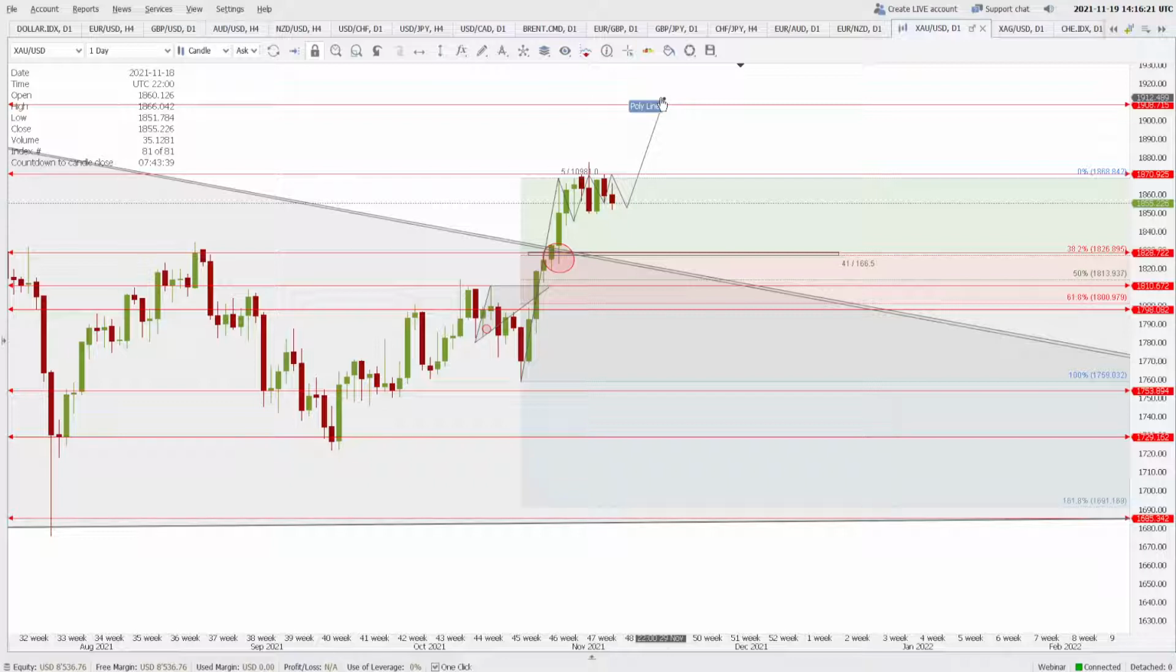Fresh buyers will push the price back to 1908 in this market. But yeah, very strong support is at 1828 levels, very strong resistance is at 1870. The next resistance is at 1908 in this market.